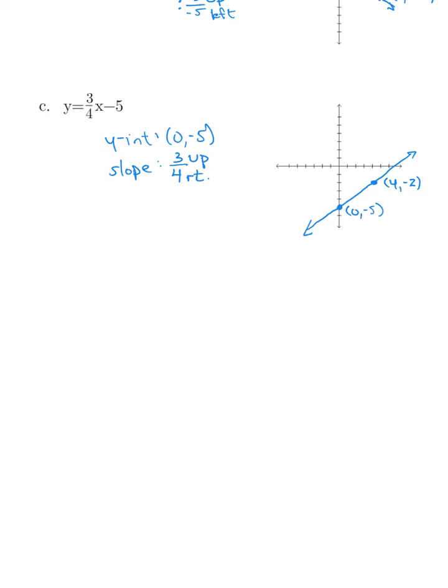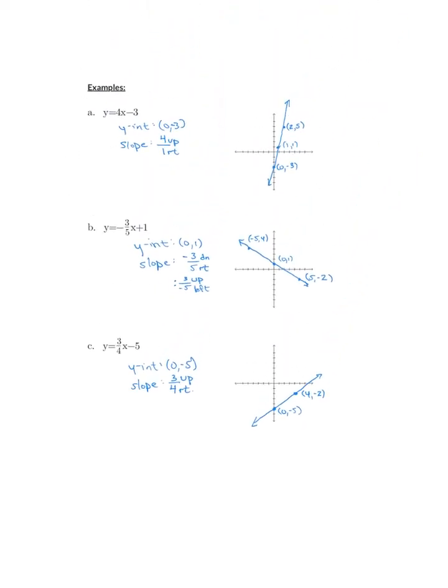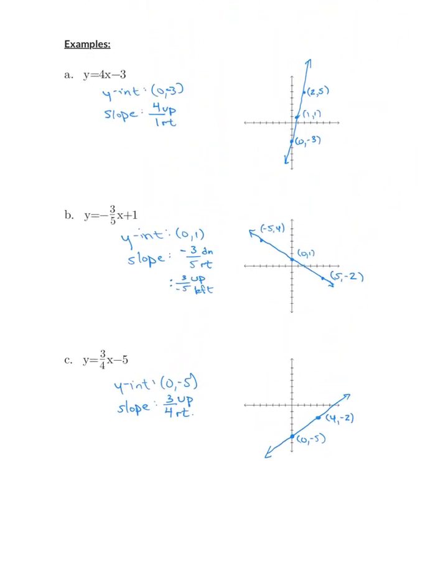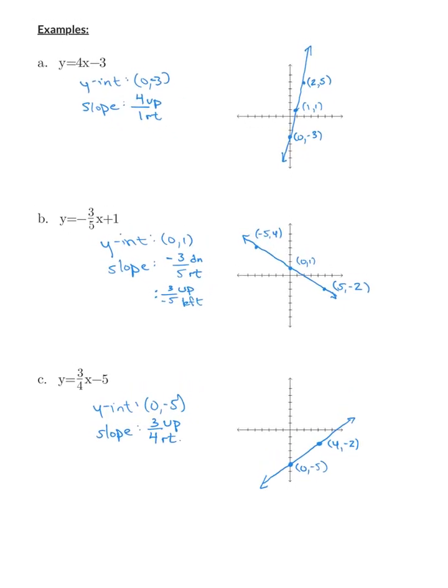So hopefully this makes a little bit more sense. As I said, the main thing you want to remember is to make sure that you do not use the slope, for instance, as a point. The slope, all it tells you is direction and how far. It does not have to do with where you land.